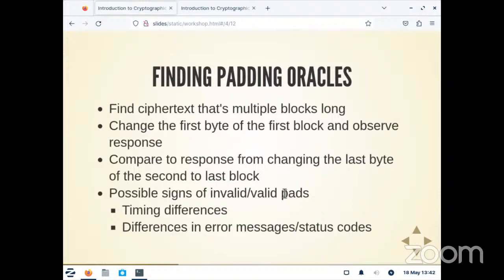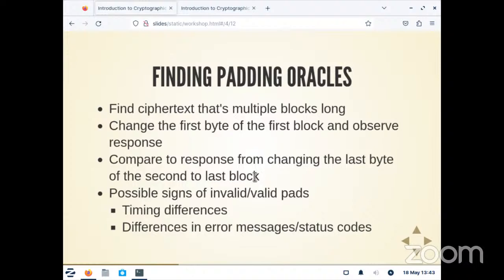Before we get into the actual demo, I thought I'd also point out how do you actually go about finding this? It occurred to me that there should be a way to actually detect padding oracles. What I would do if I was trying to find a vulnerable system is look to see if there was something that looked like ciphertext that was multiple blocks long. For say a web application, maybe there's hex or base64 that encodes something that's a multiple of 16, but at least 32 bytes long. And then I would change the first byte of the first block and see what the response was, and then compare that to changing the last byte of the second to last block, because that should flip the last byte of the last block and make it an invalid pad.